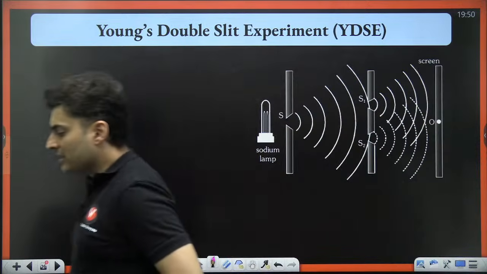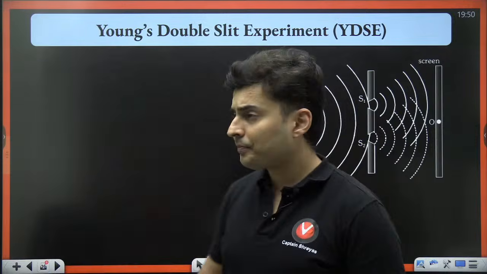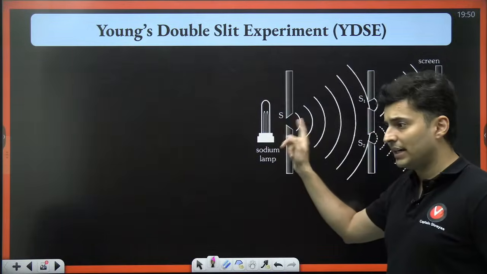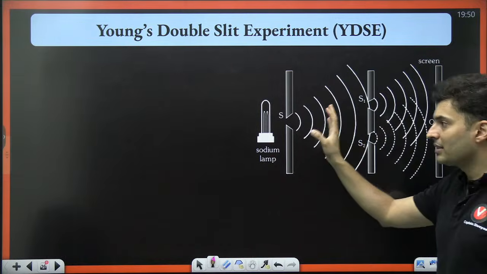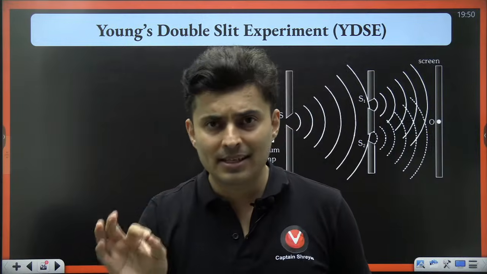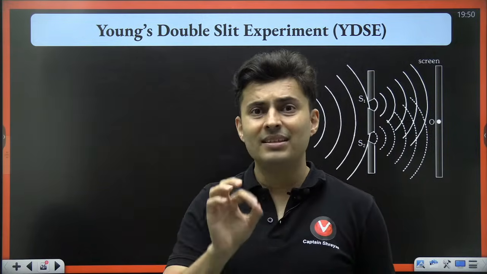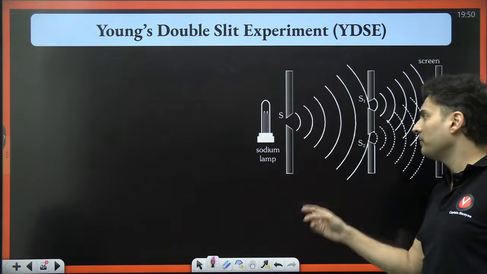Okay. Now YDSE is the main setup of this light waves chapter. So let's have a look at it. If you have a light source and the light being emitted from it is monochromatic in nature. Mono means single, chroma means color. So monochromatic means single color wavelength. We can then see multicolor also after some time.